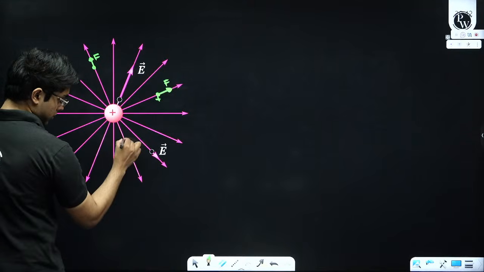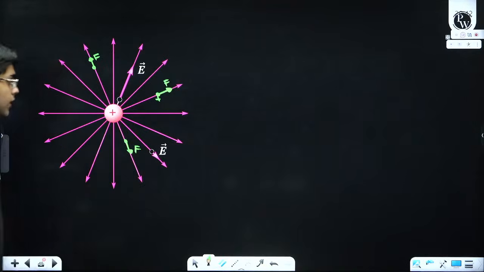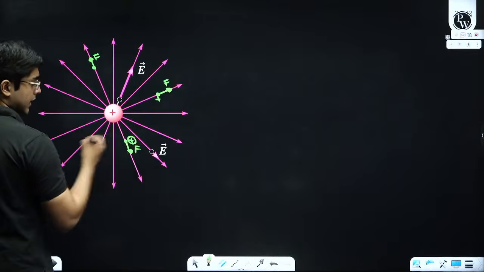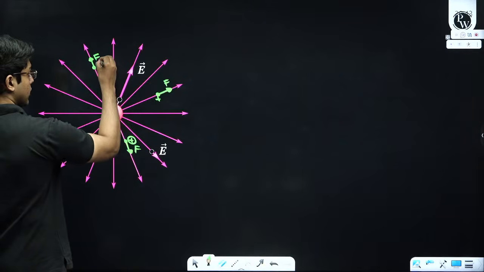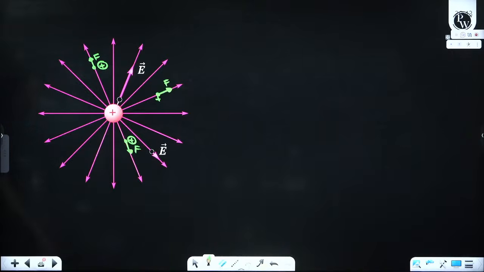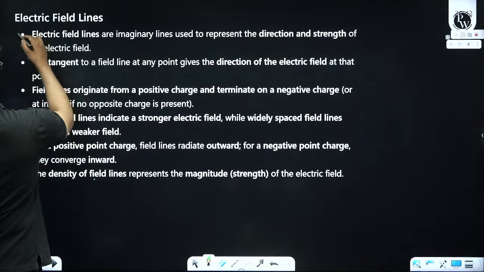Okay, what about here? It will experience a force in this direction. Electric field pattern tells us about the direction of the electric field. So if you place a positive charge here, it will feel a force in the direction of the electric field, right? If you place a positive charge here, it will feel a force in this direction. So that is what an electric field line tells us about. It tells us about the direction of the electric field. That's the first point.